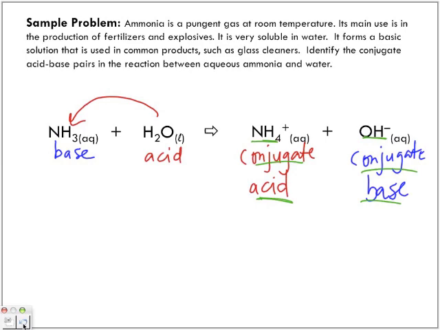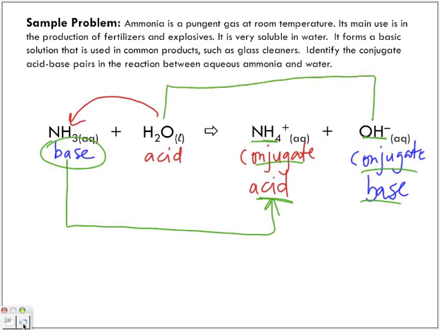So which ones are the conjugate acid-base pairs? Ammonium with the ammonia, the base with the acid, but it's the conjugate. And the water is a conjugate acid-base pair with the OH. So notice the pairing. Acid with a conjugate base, a base with a conjugate acid. Those are the pairs.